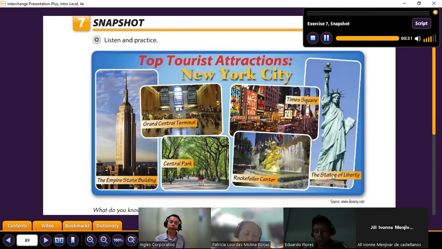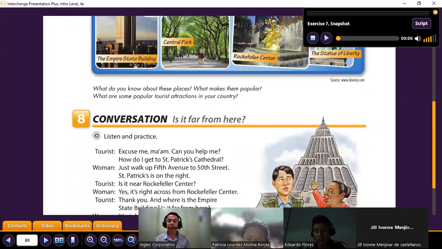The Statue of Liberty, right? Or Liberty, if you want. I remember the Grand Central Terminal for a movie. The name of the movie was with Kevin Costner. The name was Los Intocables, right? And they filmed part of the movie in this Grand Central Terminal, okay? So these are the places.